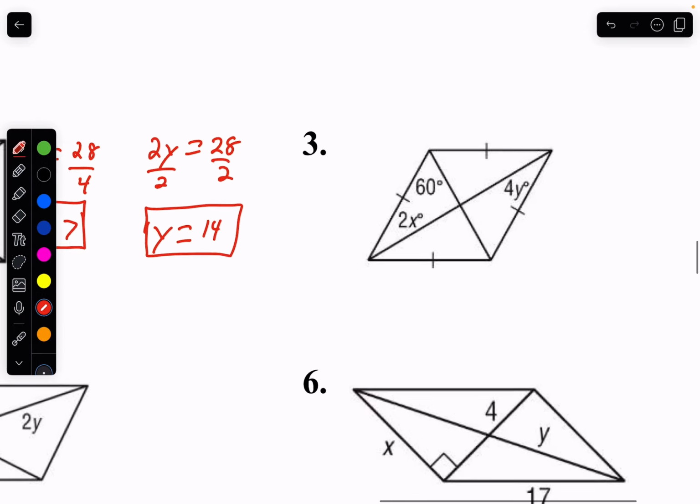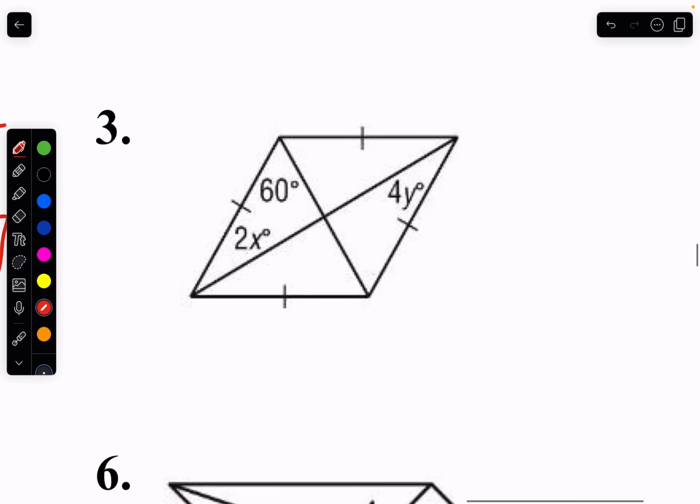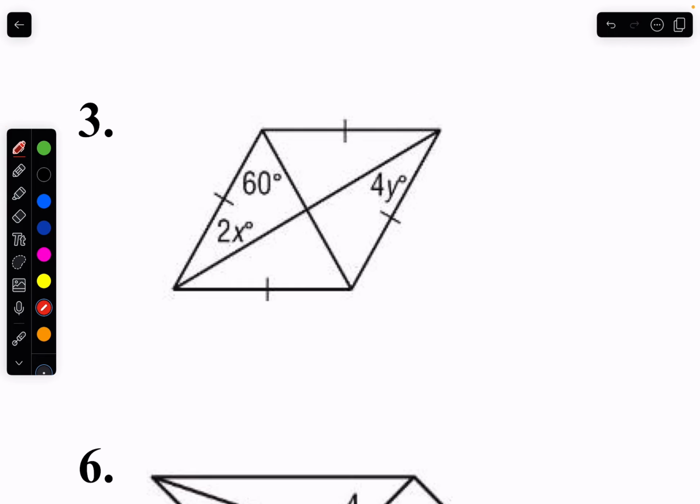Problem number 3. Now for this problem, we are going to use a little bit of previous knowledge to solve this interesting problem. I want you to concentrate your eyes on this triangle, the one that I'm marking right now. If we concentrate on this triangle and only this triangle, I'm going to say, hey, blue triangle right here.